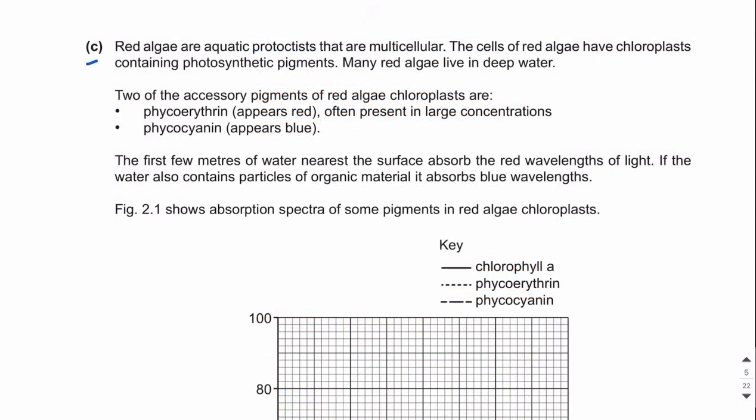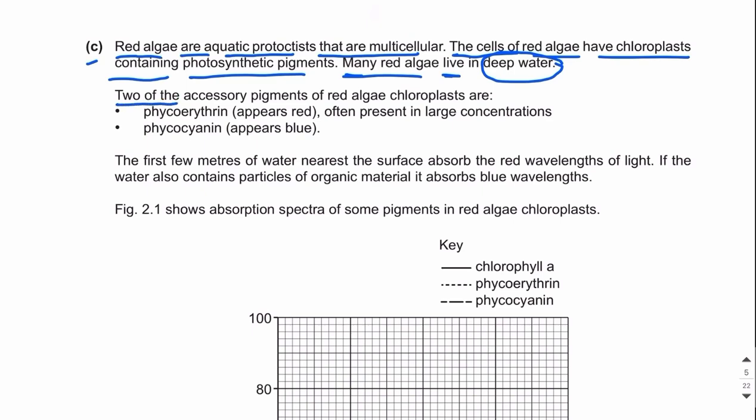Let's discuss part C. Red algae are aquatic protists that are multicellular. The cells of the red algae have chloroplasts containing photosynthetic pigments. Many red algae live in deep water. Two of the accessory pigments of red algae chloroplasts are phycoerythrin, which appears red, often present in large quantities, and phycocyanin that appears blue.